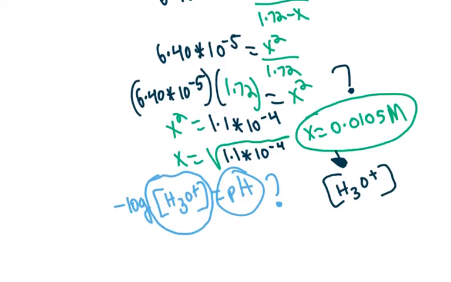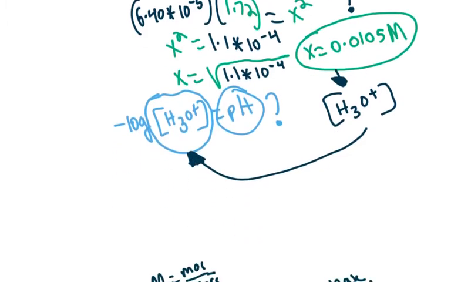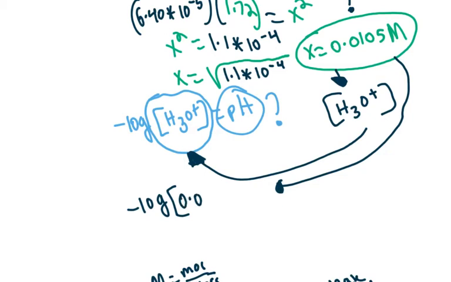What was our equation to find pH? Negative log of hydronium concentration equals pH. So we're pretty much done, right? All we have to do now is feed it in. So negative log of our hydronium concentration, which is X, so it's 0.0105, equals our pH. So we write our answer out: pH equals about 1.98. And that's the answer.